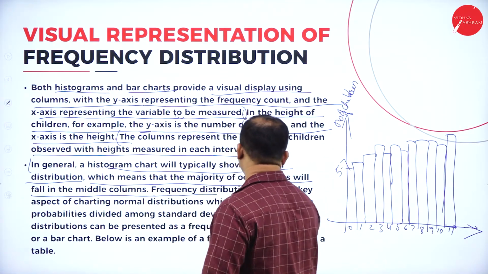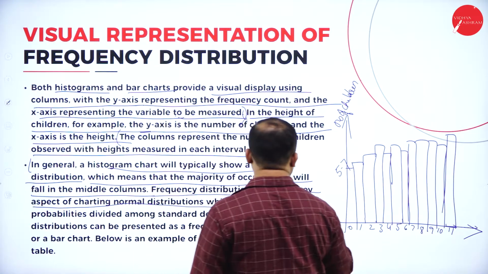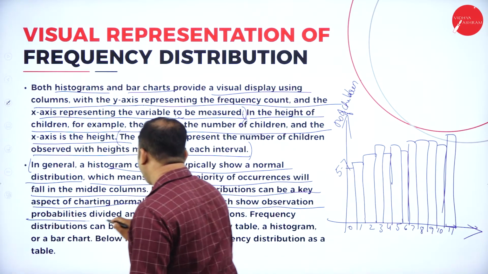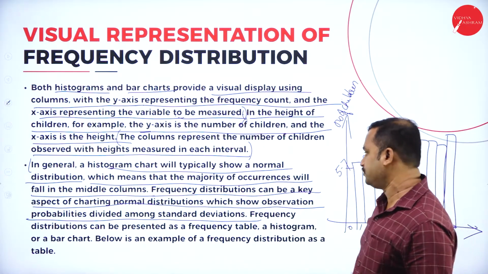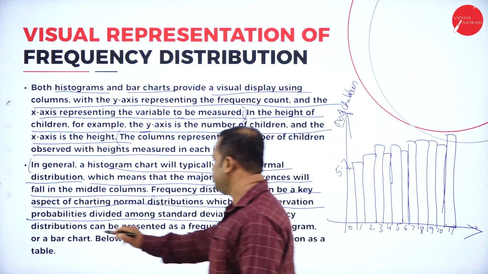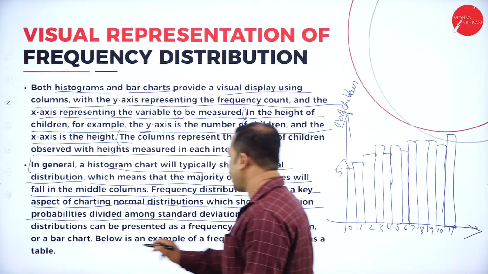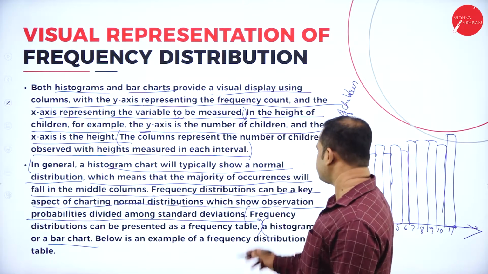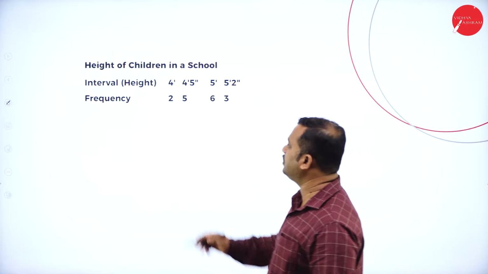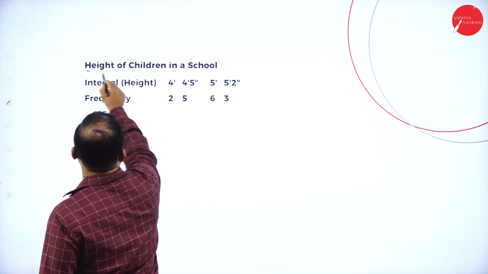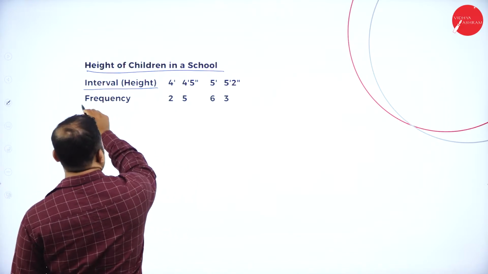Then frequency distributions can be a key aspect of charting normal distributions, which show observation probabilities divided among standard deviations. The point is coming right now. The frequency distributions can be presented as a frequency table, that is a histogram or a bar chart. Frequency distribution and its table is represented here. We have the height of children in a school here, the interval in terms of height, and what is the frequency.